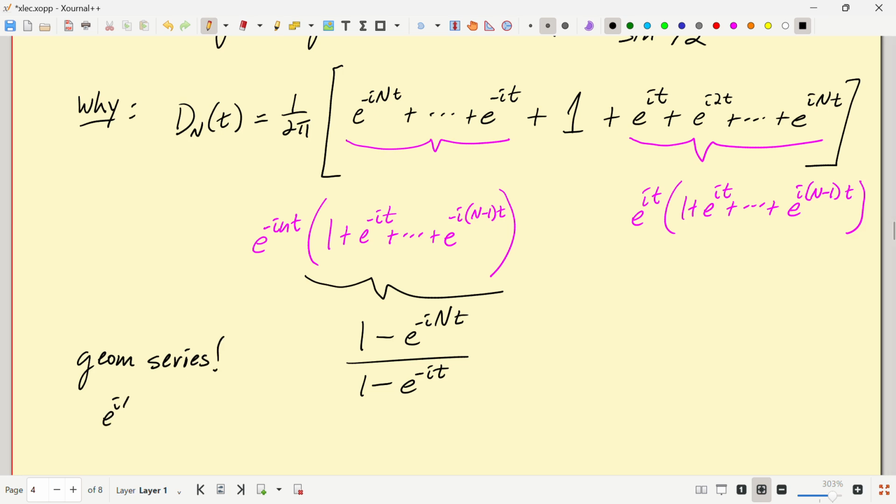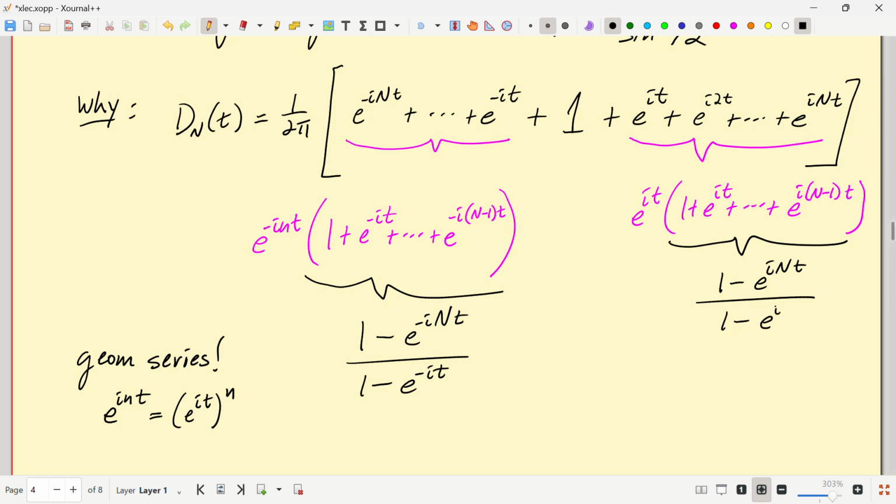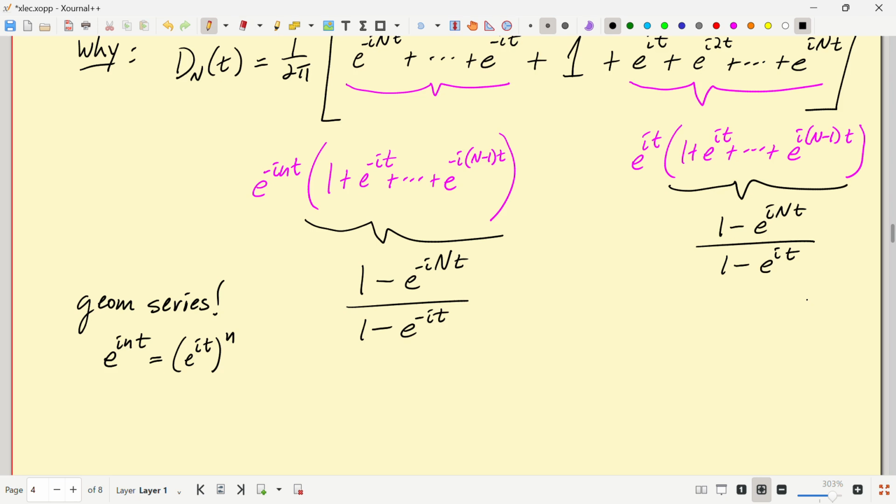Because e to the int, or any t here. What? Okay, sorry. e to the int is e to the it to the n. And so the algebra we messed around with, summing geometric series, goes over for complex numbers exactly the same. This one's 1 minus e to the i(n plus 1)t over 1 minus e to the it. And so I've got these simple expressions for that mess.